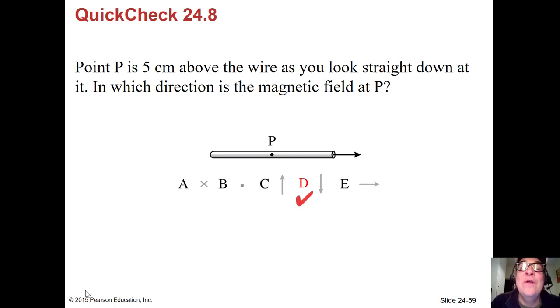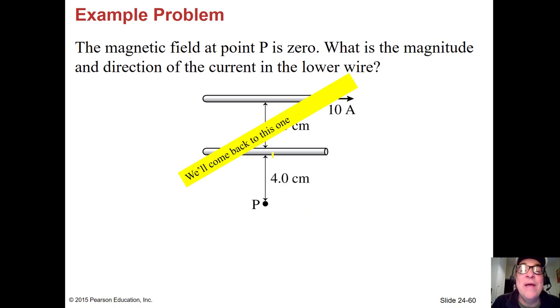Well, they're going all the way around. Tangent to the path there would be down. By down, I mean this way. So at a point somewhere 5 centimeters above the wire, we have a circle. Tangent to the circle will be pointing down. And then we'll come back to this one when we get a little bit more information.